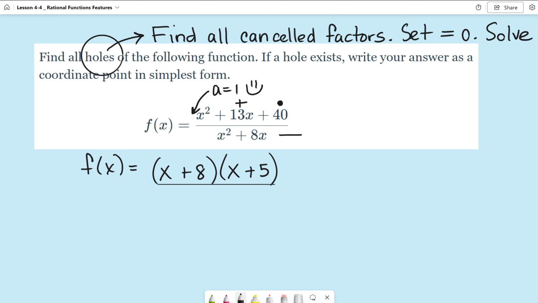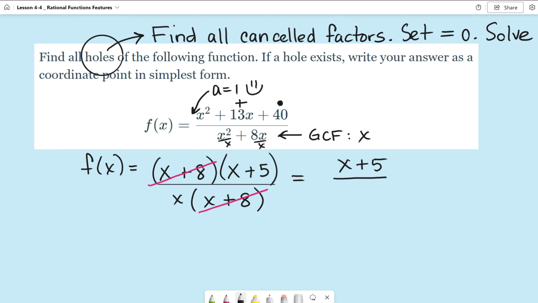Downstairs, definitely not a trinomial. We are going to use the GCF to help us with that one. And the greatest common factor here looks like they both have an x. So I'm going to write down my GCF. And if I divide both of those, x squared and 8x, by an x, what do I get? I get an x plus an 8. Proceed to see if you have any like factors. This canceled and this canceled. And that caused my function to reduce to x plus 5 over x.